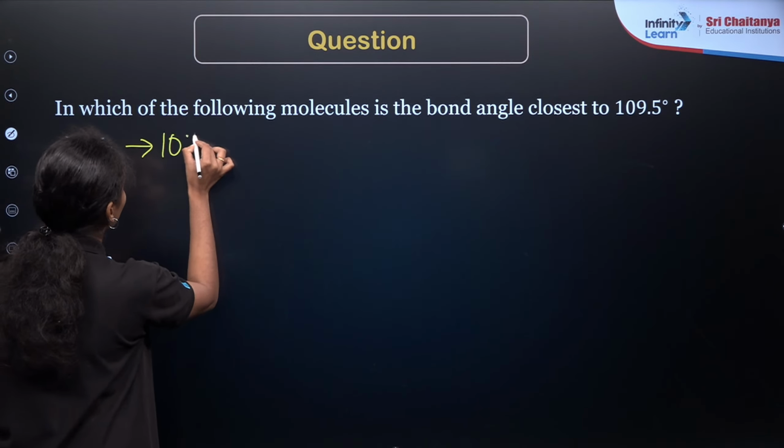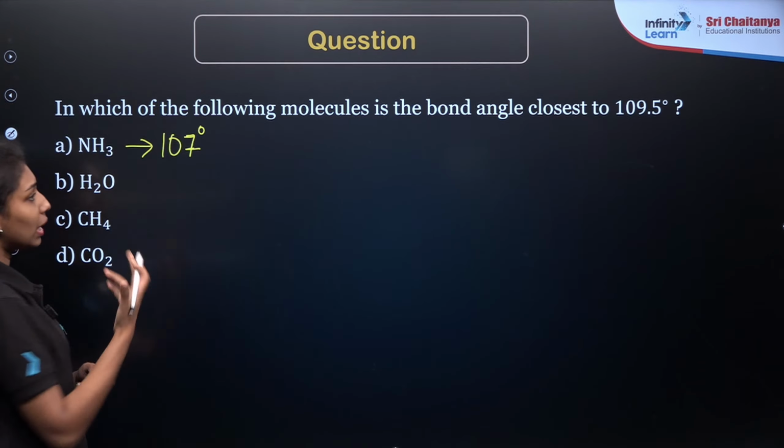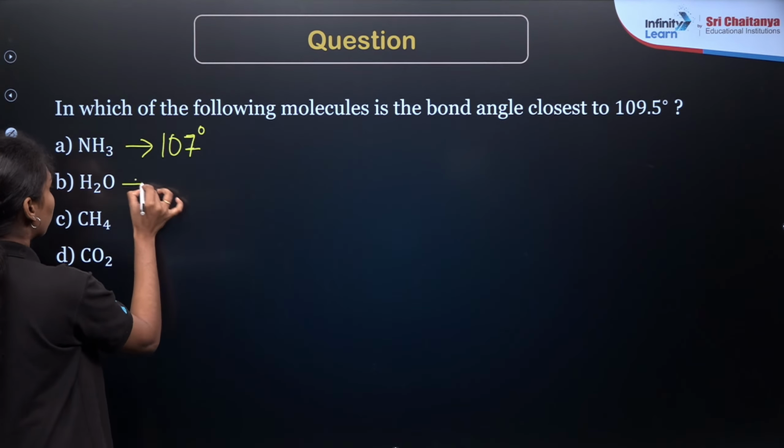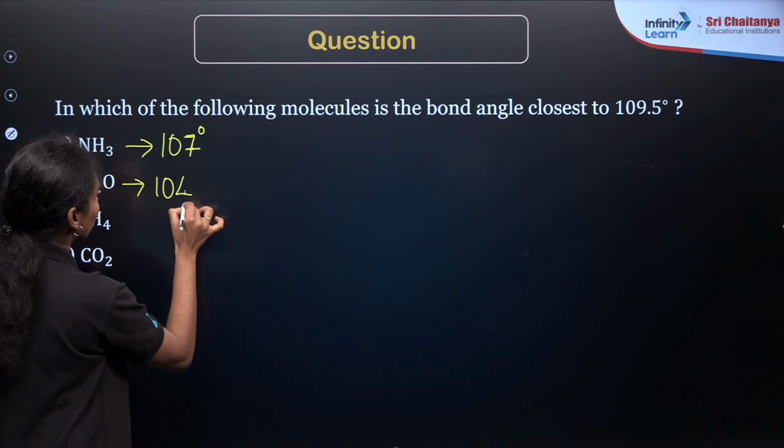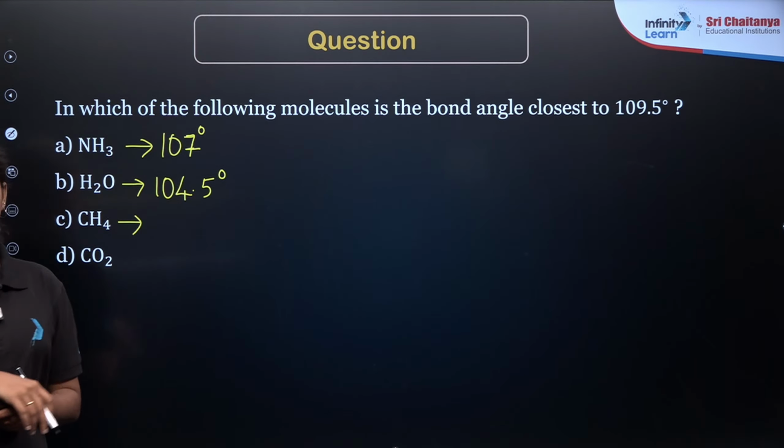Because of the presence of a lone pair, the bond angle is reduced to 107 degrees because of the pyramidal shape. In the case of the water molecule, we have already seen 104.5 degrees because of the presence of two lone pairs. And what about the case of the CH4 molecule?